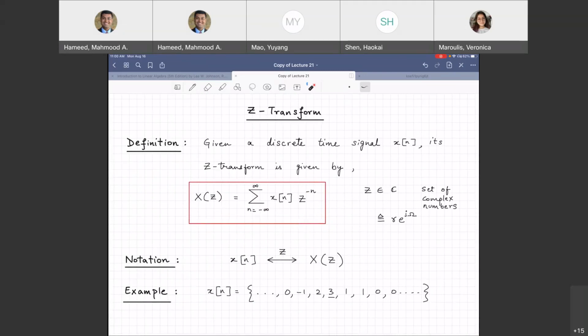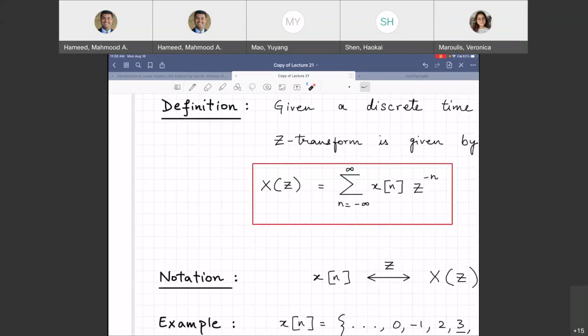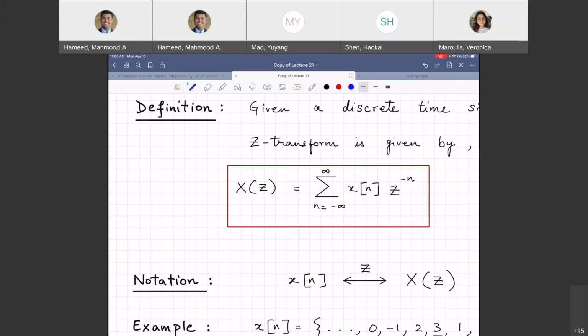Can anybody tell me where did such a thing come from for Laplace? We had something like this for Laplace, right? What did we have for Laplace? Let me just write it down over here. For Laplace, we said x of s equals integration x of t e minus st dt, right? Where did we get this from? Orthogonal set, so that's why we picked exponential. But we got this by using convolution, right?